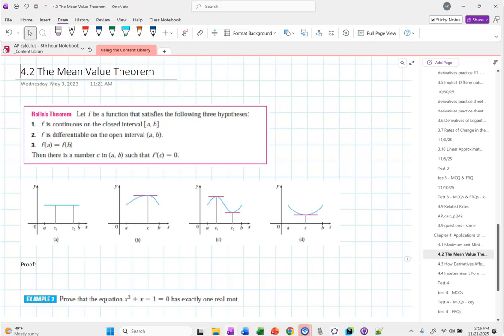The y-coordinate of the start and end are the same. Then there's some number in between the start and the end where the derivative is going to be 0.